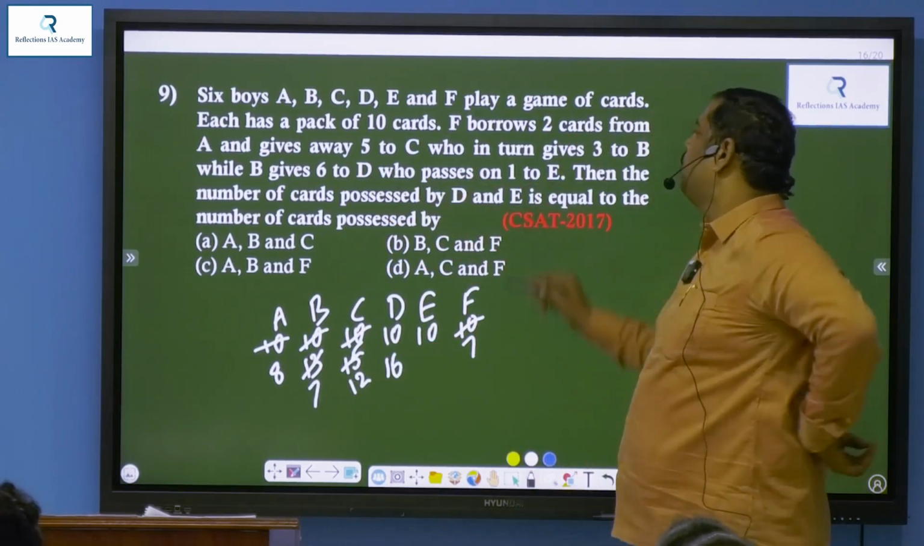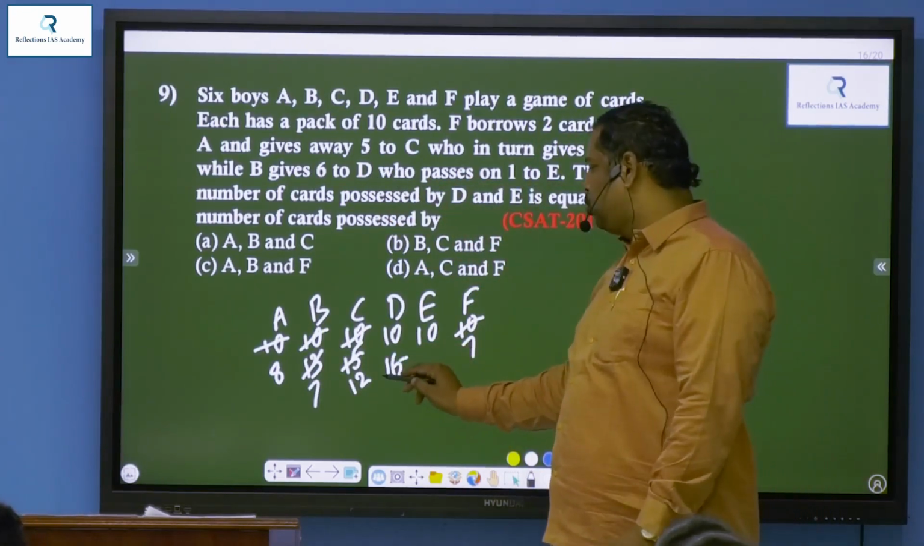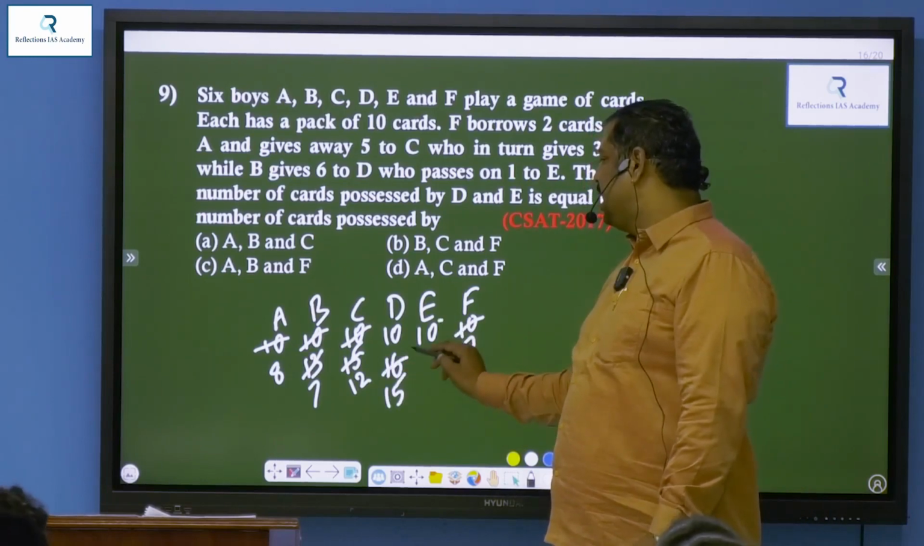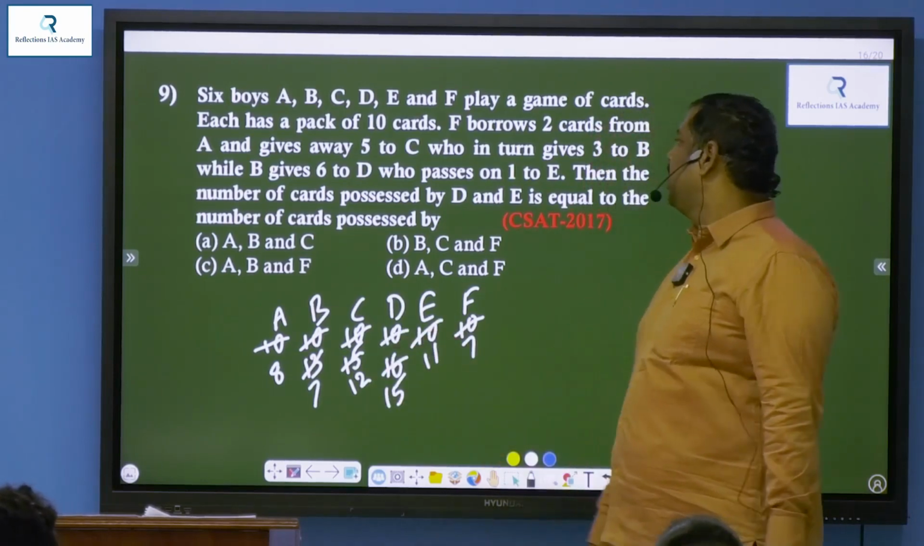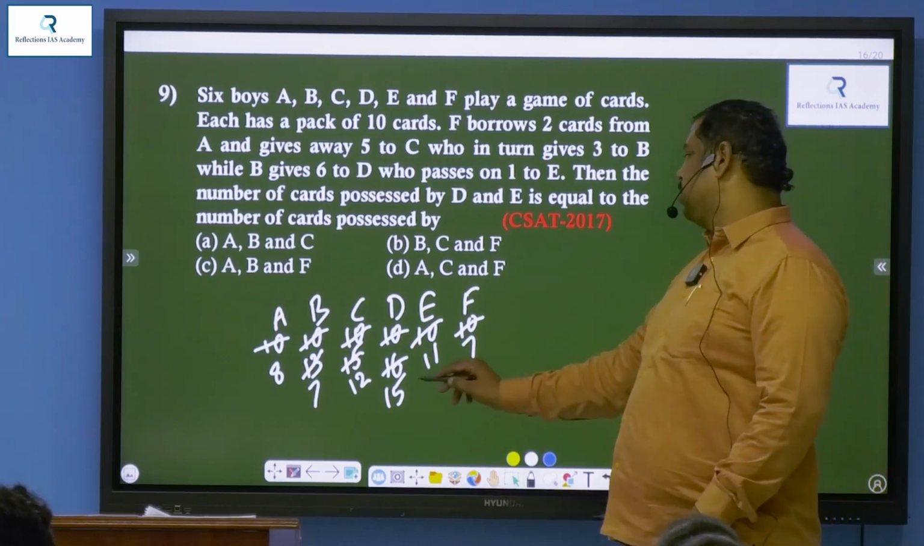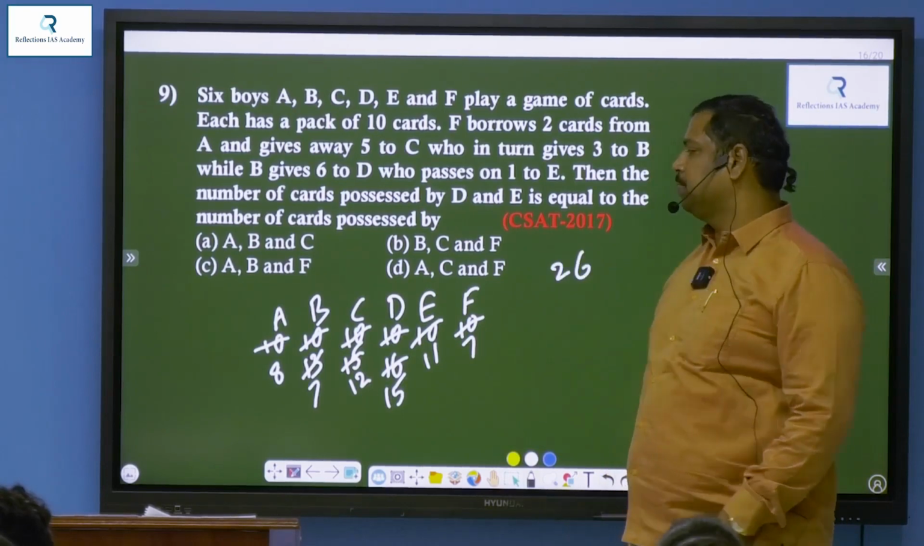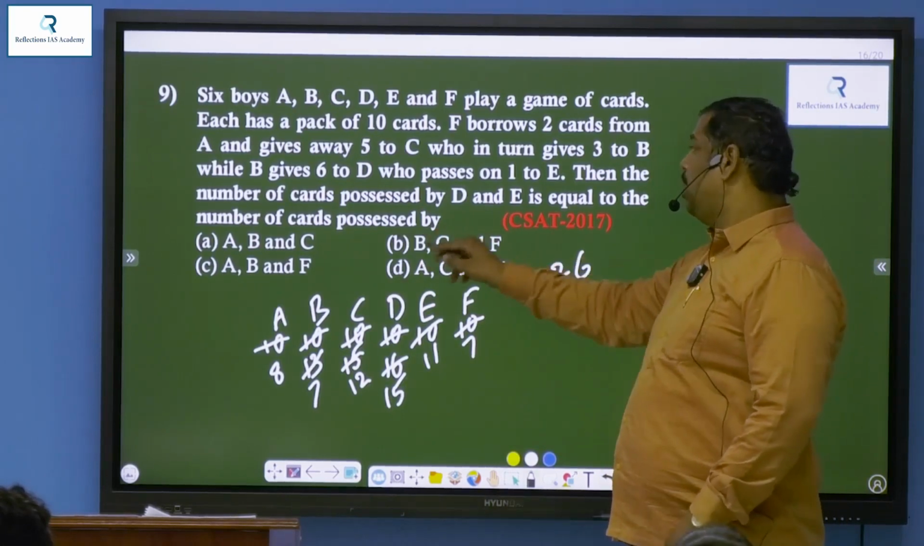D passes 1 to E. He is passing 1 card to E. Now tell me, D has only 15. E has 11. Now the number of cards possessed by D and E is equal to D and E, 15 plus 11. How much is it? 26.